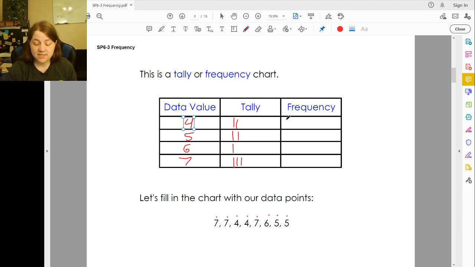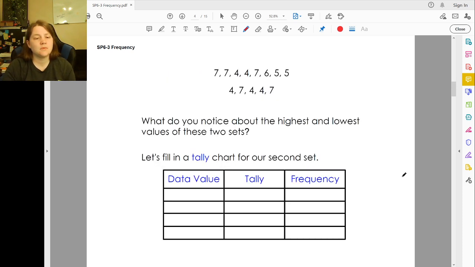So the frequency of 4, there were 2 of them. The frequency of 5 is 2. The frequency of 6 is 1. The frequency of 7 is 3. It's what we just talked about. What do we notice about the highest and lowest values of these two sets?